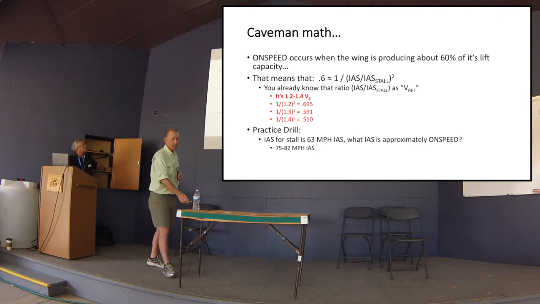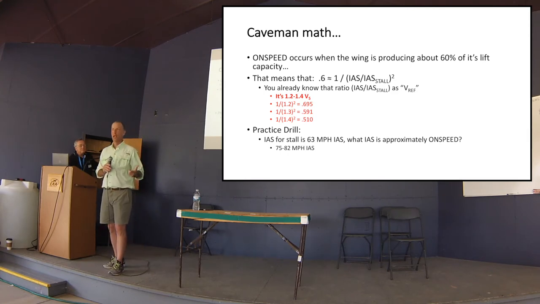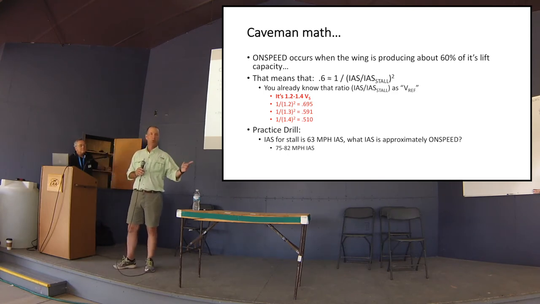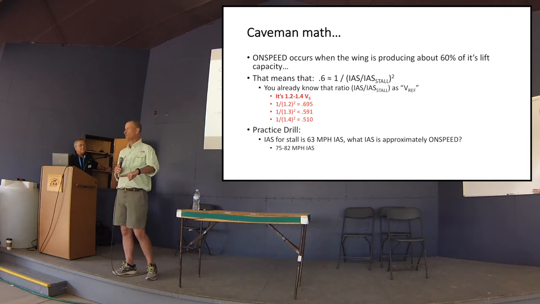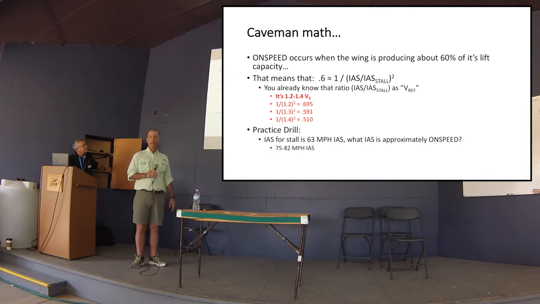Okay? And on-speed, for us, in our straight wing, propeller-driven airplanes, is somewhere between 1.2 and 1.4 VS. Okay? So if we were to experiment and start looking for on speed, where are we going to look for it?